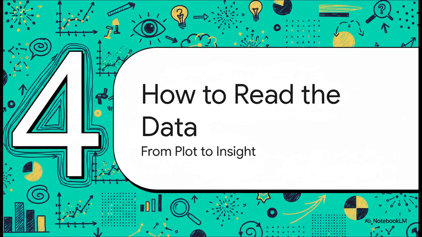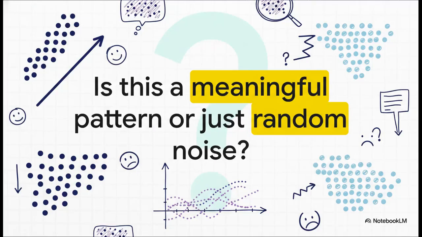Plotting the data, that's the easy part. The real skill, the part that actually generates the aha moments, is in the interpretation. So you're looking at your cloud of dots, and sometimes you get lucky and you see a really clear line or a perfect curve. That's a strong signal, no doubt. But a lot of the time, the data is, well, a bit of a mess. It might look like there's a trend, but you can't be sure.